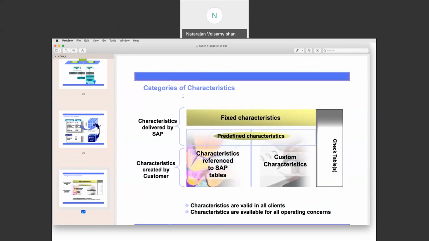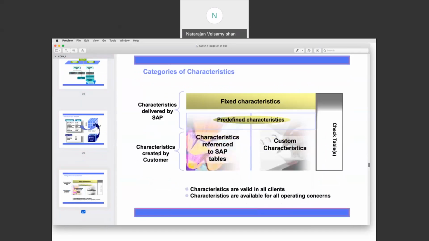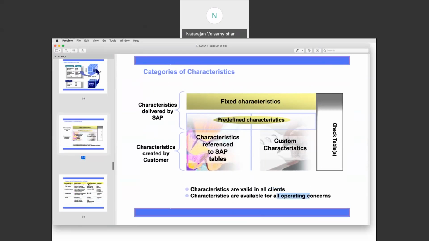Categories of characteristics: there are fixed characteristics, predefined characteristics, characteristics referencing SAP tables, and custom characteristics. Fixed and predefined characteristics are delivered by SAP. Characteristics created by customers can be created from the SAP tables or be entirely custom. For all of these we can have check tables, characteristics available in all clients, and characteristics available for all operating concerns. It's maintained at the client level and available for all operating concerns.